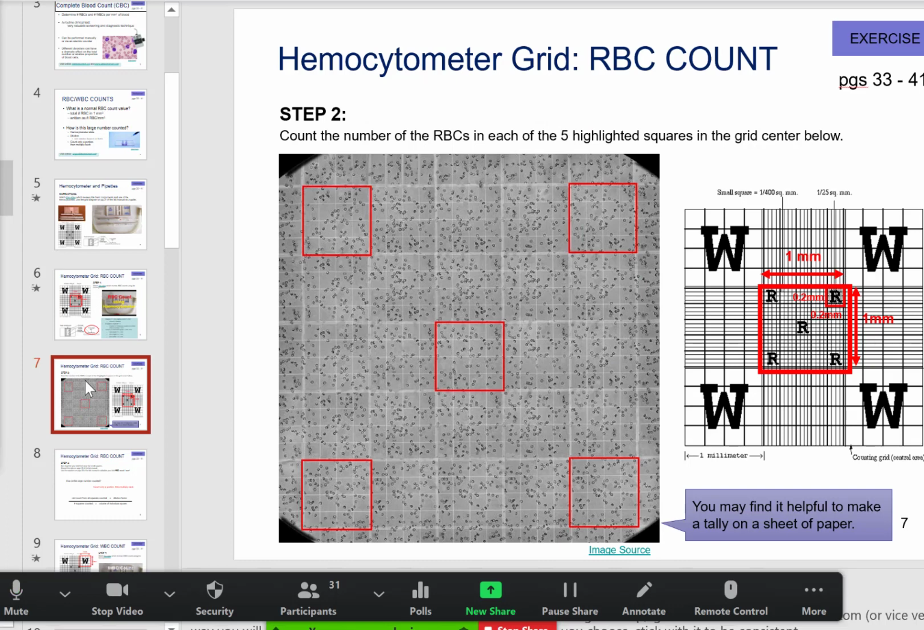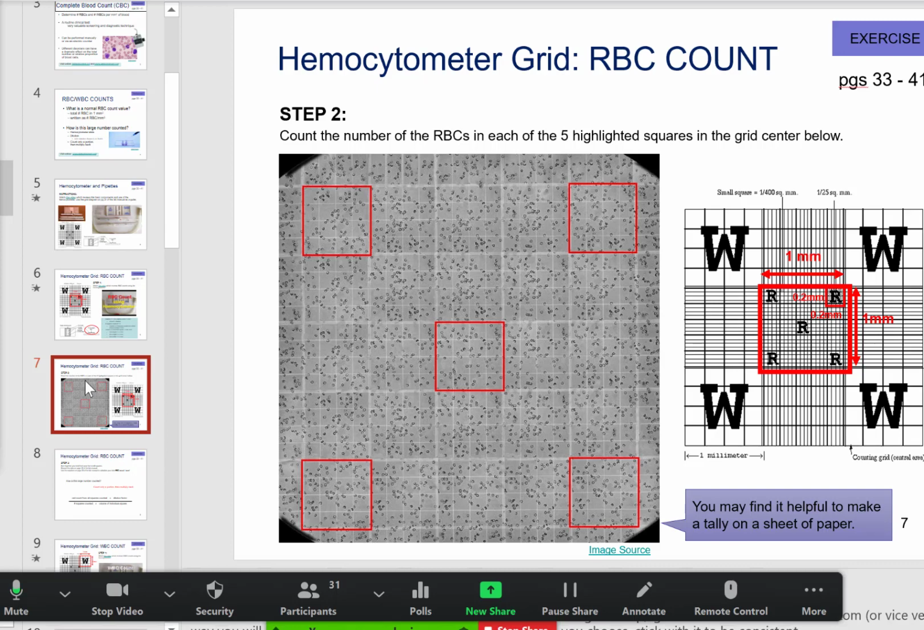You might have a better experience if you download this PowerPoint to your computer and expand your picture. If you don't have that ability, I'm going to expand my picture. You're going to be counting the 5 squares that are outlined in red. Notice that those 5 outlined squares have 4 rows of 4 smaller squares within them. Yes, you count all of those 16 smaller squares within that red square.